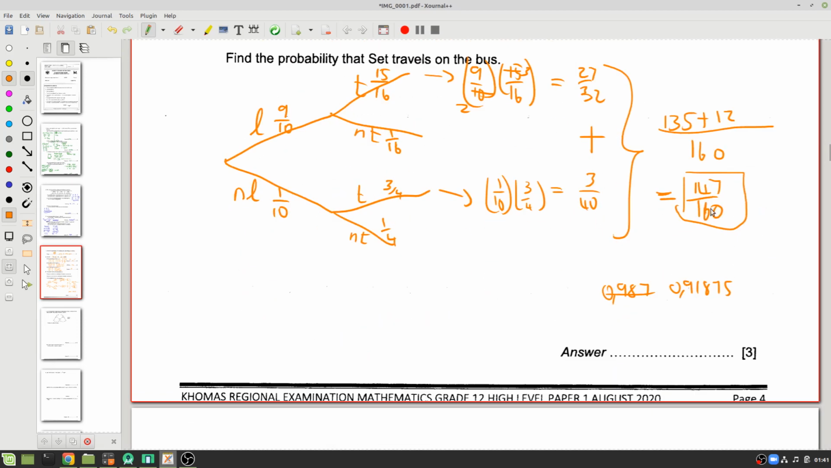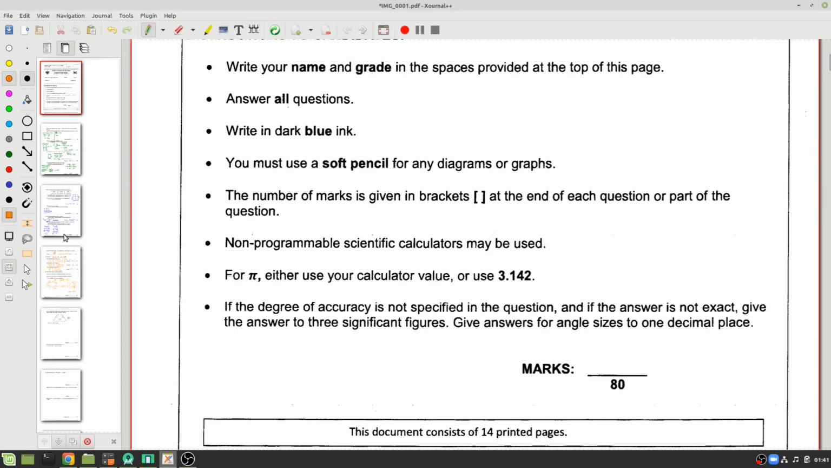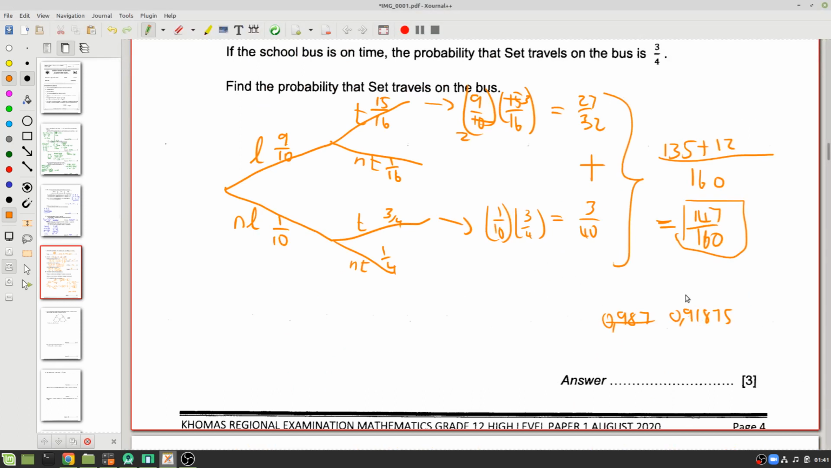So if we can leave it in a fraction, and I would suggest that, but if not, then we have to round this off to, what did they say in the beginning here? 3 significant figures. Okay. So 3 significant figures, 0 doesn't count as a significant figure, so that'll become 0.918. So we have to round it off to here, so the 7 will turn this into a 9. So 0.919. Okay, so that is the probability.